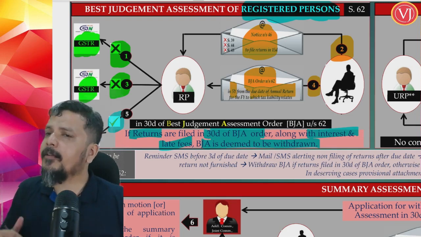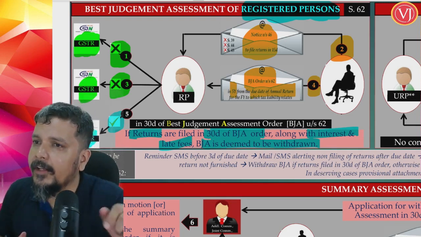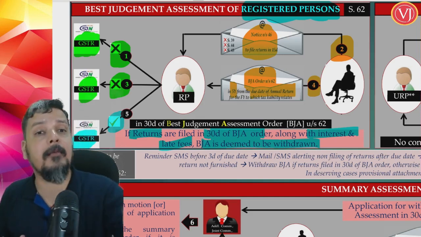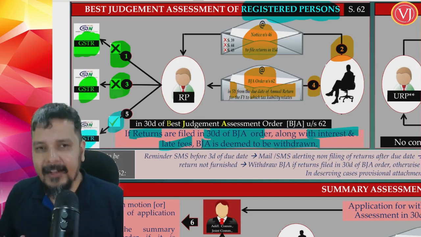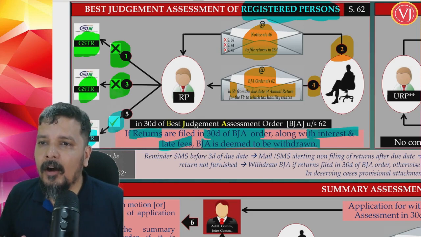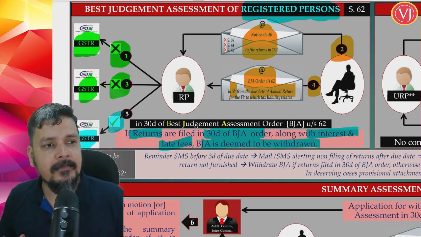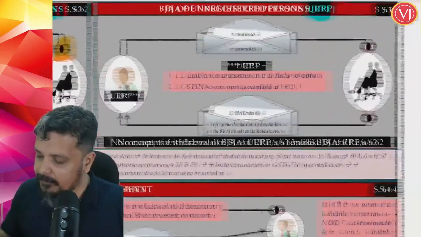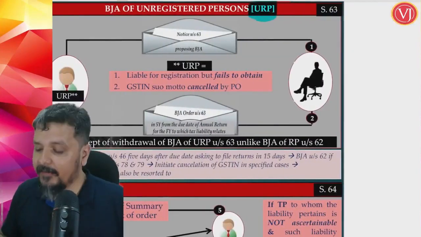The purpose of best judgment assessment order here was you're not filing your return. You file your return, okay, no worries. Automatic withdrawal. You need not even inform the officer. Practically, better to inform the officer. Technically, you need not even inform the officer. Automatically, the best judgment assessment order is withdrawn. This is best judgment against registered person, section 62.